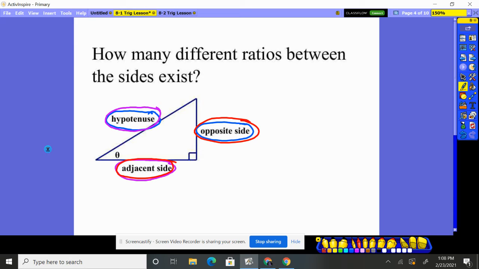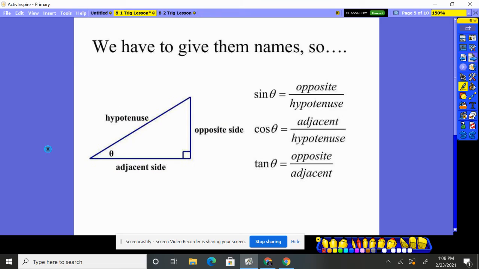Well, they do exist, and somebody has recorded what every single one of them will be for each angle: the relationship between opposite and hypotenuse, the relationship between the adjacent and the hypotenuse, and the relationship between the opposite and the adjacent. They've recorded every one of these, so we can look them up and see what they are. Which means if we're given one, we can find the other, because we know what it's got to come out to equal.